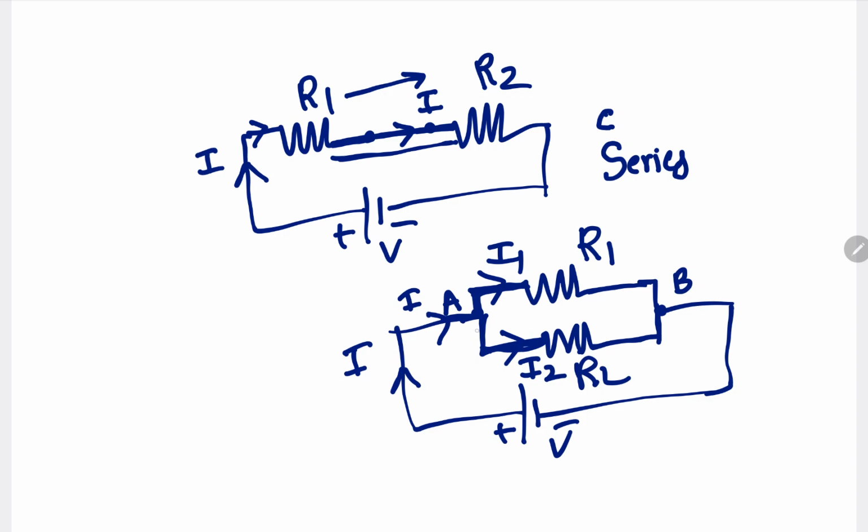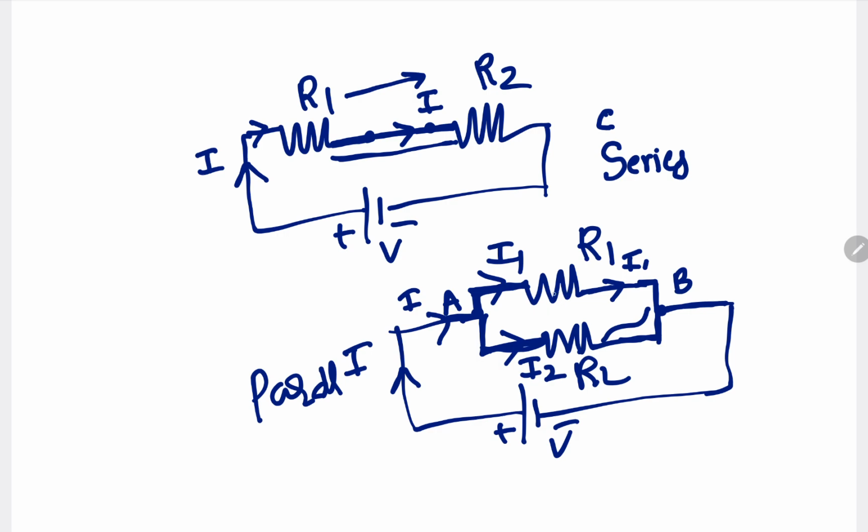When the current has two paths, let us say this I1 current is coming here and again this I1 is dividing into two parts. One part is going through this path and one part is going through this path. So current is dividing. Same current is not flowing through R1, R2. Therefore R1 and R2 are connected in parallel. So what we can say, this is the parallel connection.